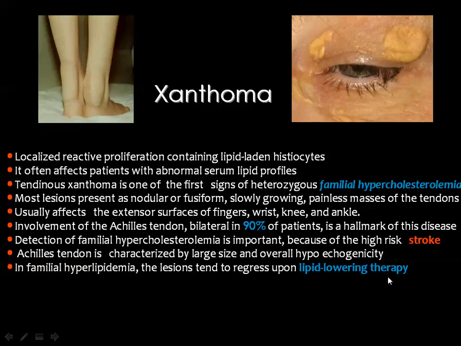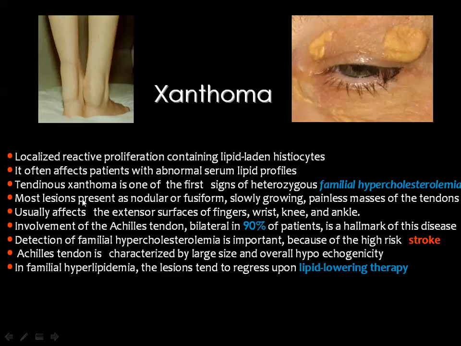Then we came to another lesion, which is the xanthoma. Xanthoma is considered a localized reactive proliferation of lipid-laden histiocytes, and it affects patients with abnormal serum lipid profile, those with familial hypercholesterolemia, for example. They may complain of this particular disease, and if the manifestations are seen clinically, they should have the triglyceride level in the blood checked.